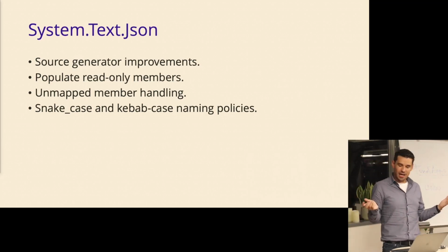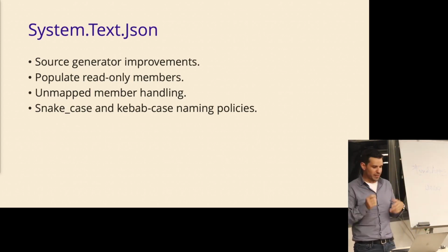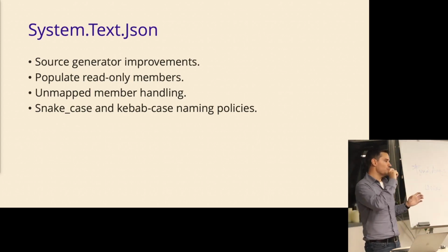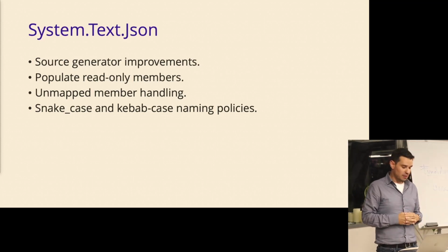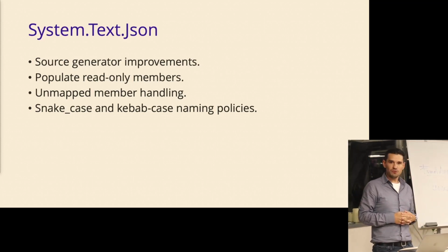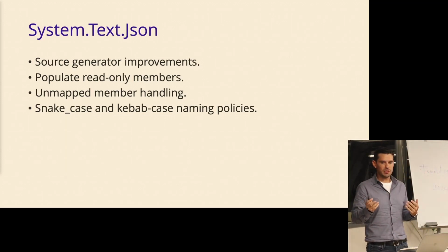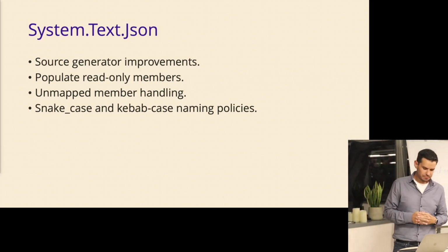We've added support for unmapped member handling, which means that you can instruct the serializer to fail if the deserialization happens and there exists a JSON property that cannot be mapped to some property in the type. Many people have asked for that. And we've also added naming policies for snake case and kebab case property conversion, which is accompanying the existing camel case naming policy that we have.